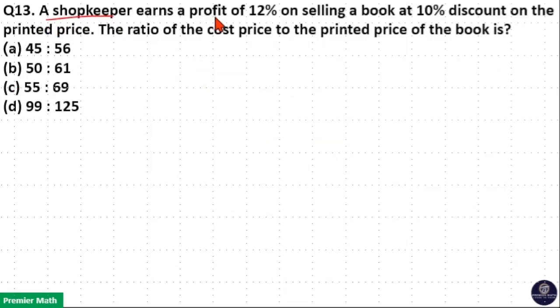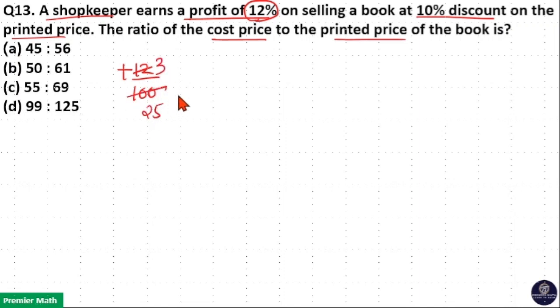A shopkeeper earns a profit of 12% on selling a book at a 10% discount on the printed price. The ratio of cost price to the printed price of the book is? Here profit is 12%. Profit means plus, so 12% means 12 by 100. 4 goes 3 times in 12, 4 goes 25 times in 100. Now plus 3 by 25 means if 25 part is the cost price, then 25 plus 3, 28 part is the selling price. This is the meaning of 12% profit.